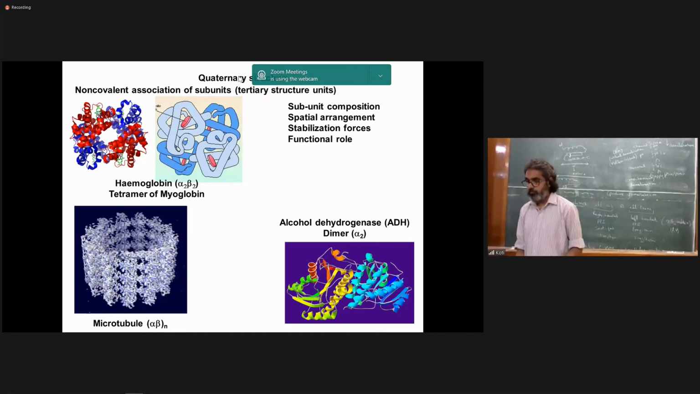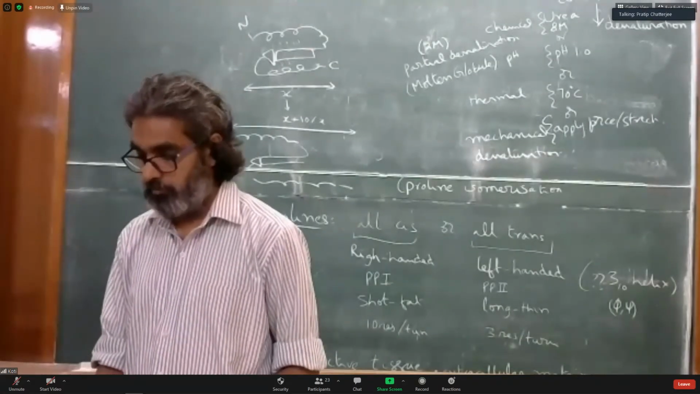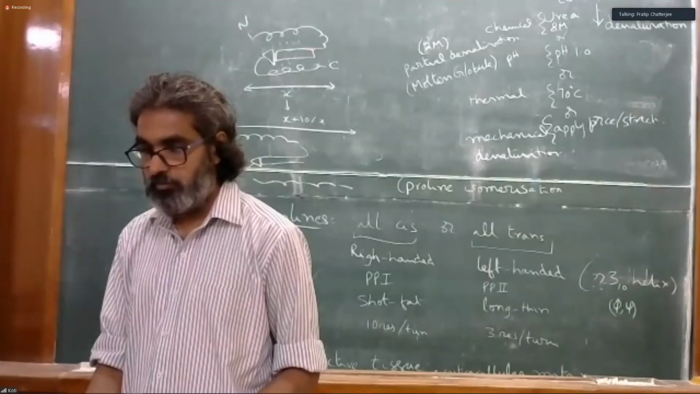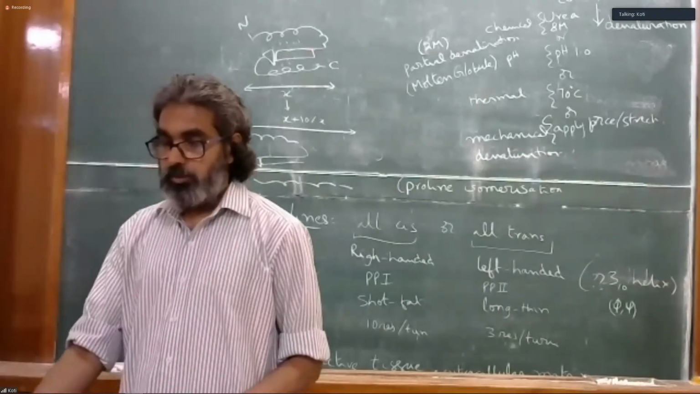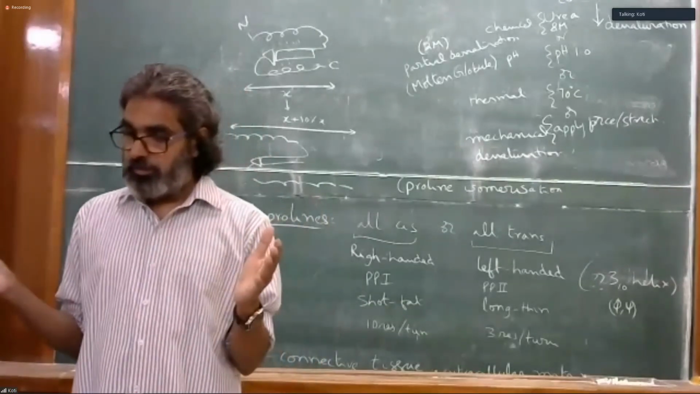Sir, I have a question. Yeah, go ahead. In a quaternary structure, what is the interaction mainly between different tertiary structures? So it's not fixed, you can't really write a table. It's basically mostly side chain interactions.